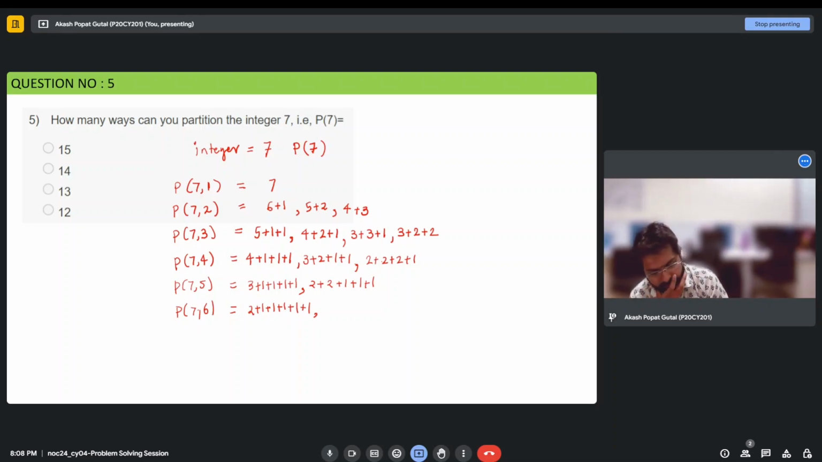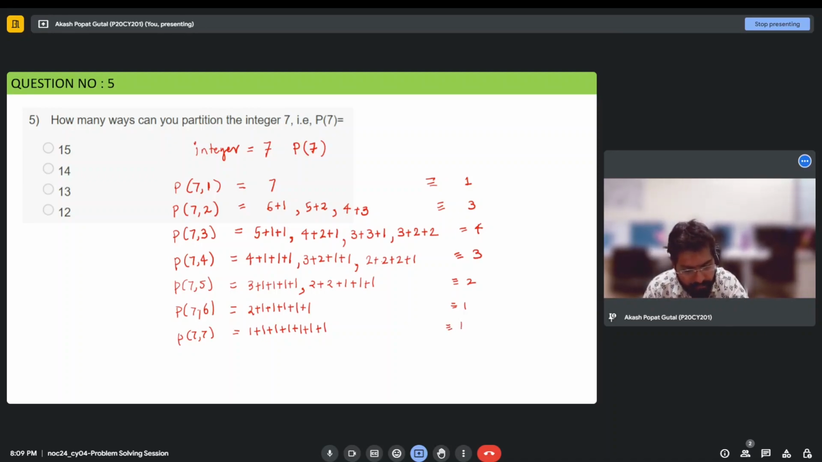So last would be 7 with 7 number partitioning, which is itself 1 plus 1 plus 1 plus 1 plus 1 plus 1 plus 1, 1, 2, 3, 4, 5, 6, 7. And so these are the number of partitions. Let's count. This total number is 1. This is 3. This is 4. This is 3. This is again 2. This is again 1. This is 1.